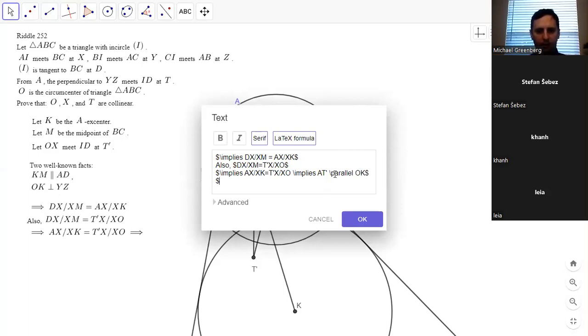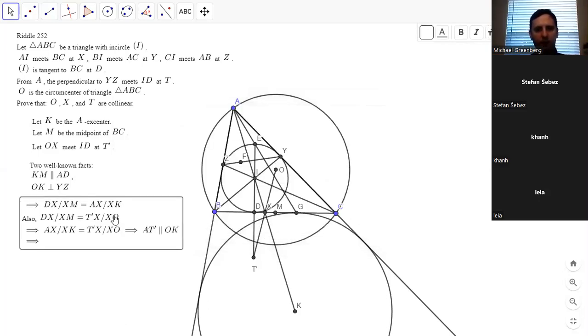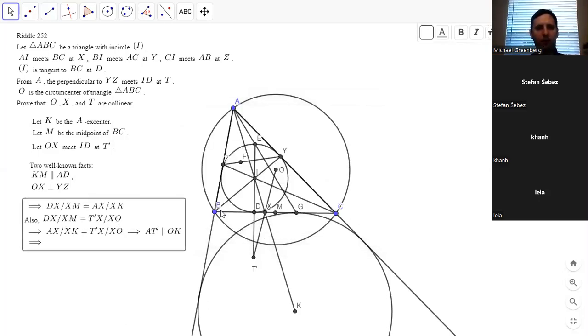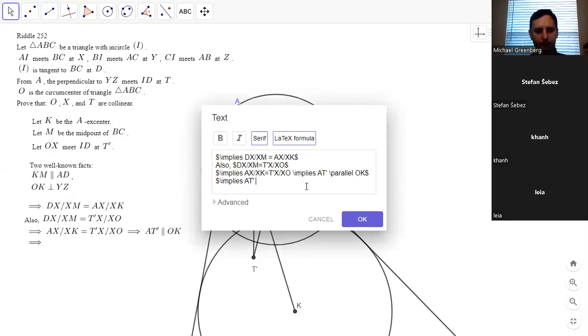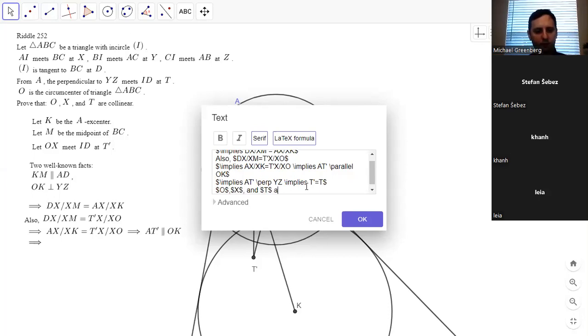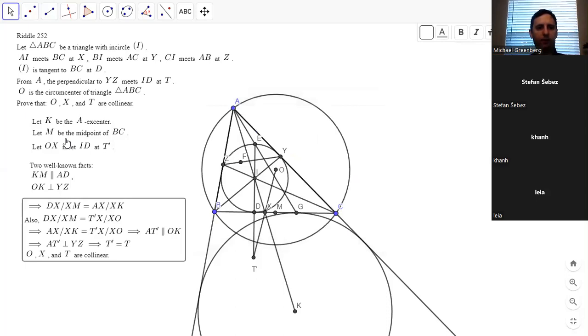And that means that T prime equals T. Well, actually, that means AT prime is perpendicular to YZ, which implies T prime equals T. And then we have O, X, and T are collinear. Okay, so these two well-known facts sort of just crush it.